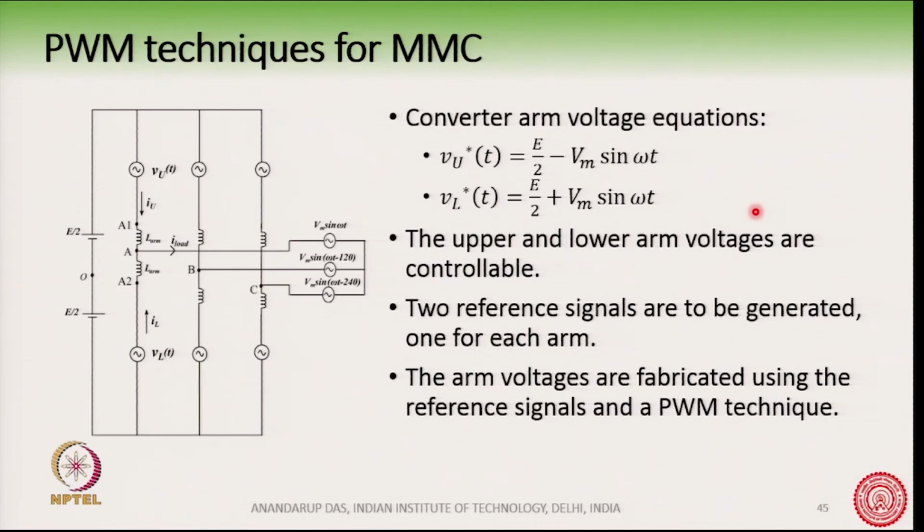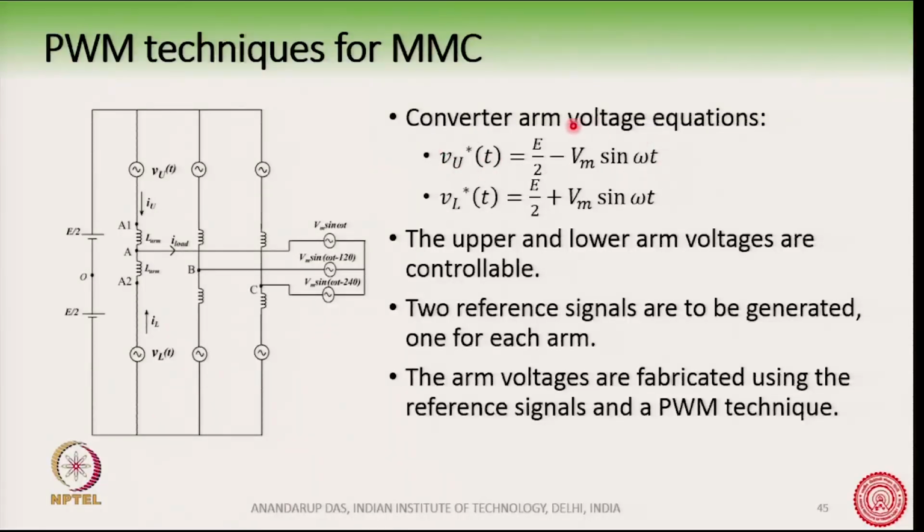And this VU star and VL star is the reference voltage for any particular phase. So, I should ideally write this as VU A star and VL A star, the A phase reference. Once we get the main reference from the control system, we then split it into two for the two arms, VU A star and VL A star. So, these are basically the reference voltages for the two arms in a particular phase.